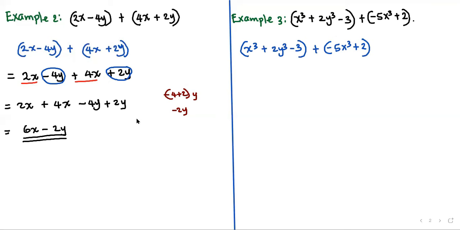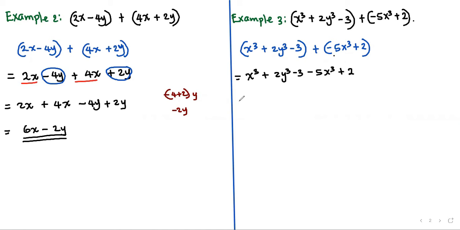Okay, so let's move on. Let's put them together because we have addition here. So we have x cubed plus 2y cubed minus 3. Then, since we are having plus, but this is minus, we shall just leave plus alone, because even if we have plus times minus, it will give us minus. So let's have it as minus 5x cubed plus 2.